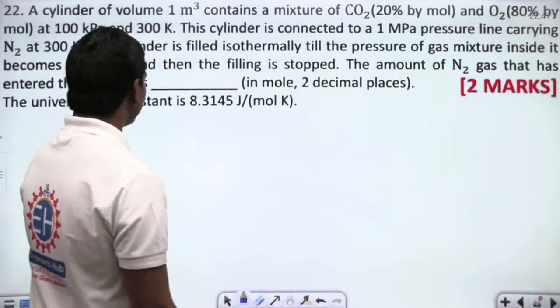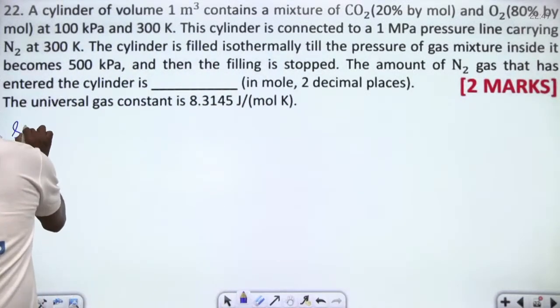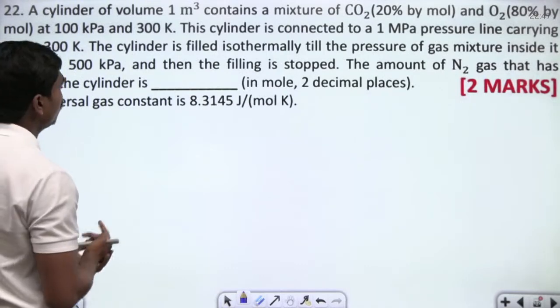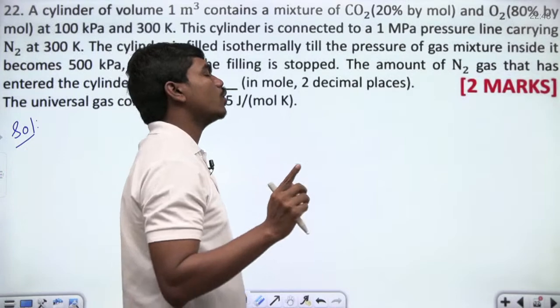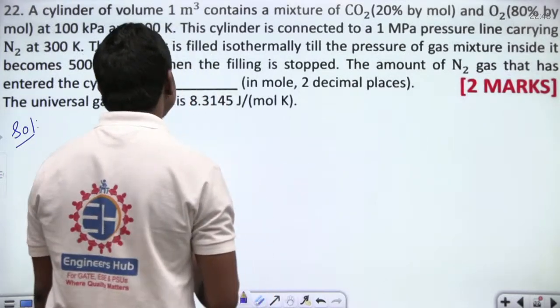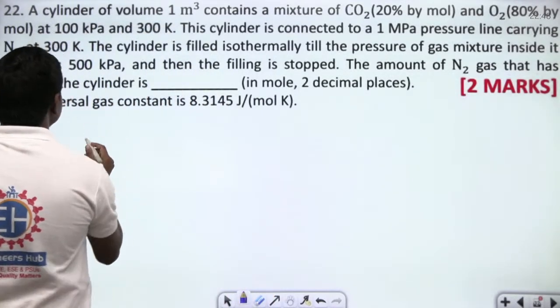So a cylinder of volume 1 meter cube. Let us write the solution of this. A cylinder of volume 1 meter cube contains a mixture of CO2, 20% by mole and O2 80% by mole at 100 kilopascals and 300 Kelvin. So there is one cylinder.